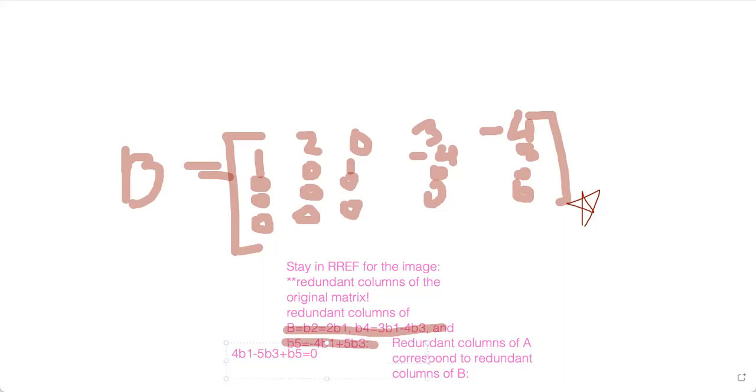Now, because we've got the same relationship going on between RREF and the normal, we can also say 4A1 minus 5A3 plus A5 equals 0. And now I'm using B versus A to represent those matrices. This right here is referring back to this, and this right here is referring back to our original matrix. In other words, the relationships are the same, whether you're looking at the reduced row echelon form version or the original version.